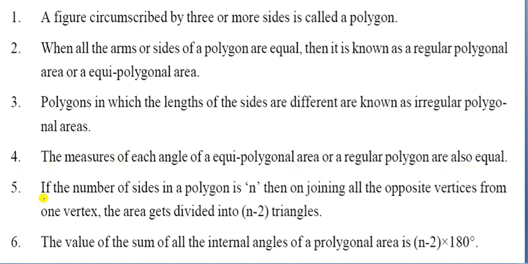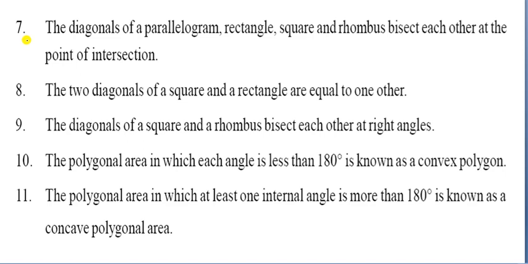Now fifth one is, if the number of sides in a polygon is n, then on joining all the opposite vertices from one vertex, the polygon gets divided into n minus 2 triangles. Always remember, it is necessary to learn it yourself. That one is very important. Now sixth one is, the sum of all internal angles of a polygon is (n minus 2) into 180 degrees. So let us go to the seventh number.